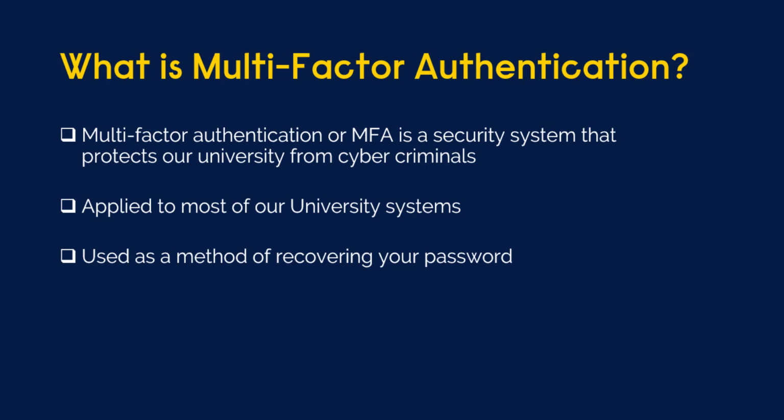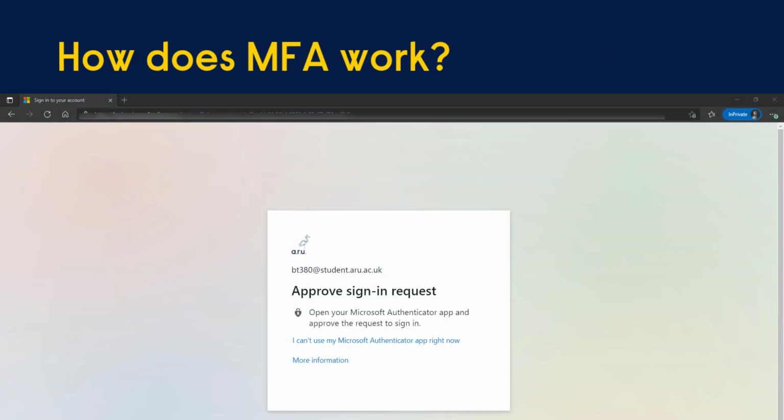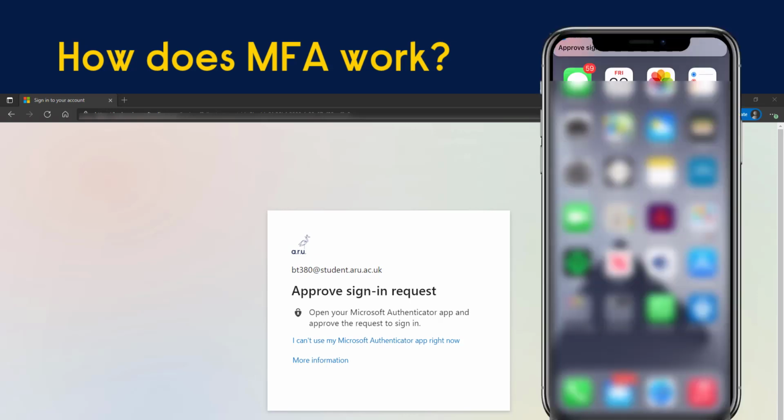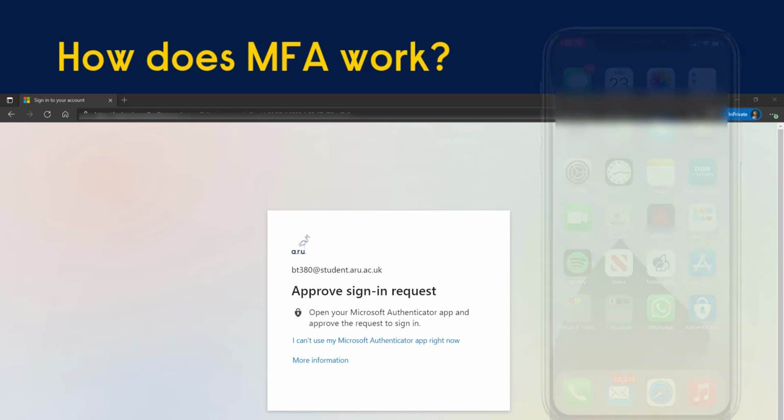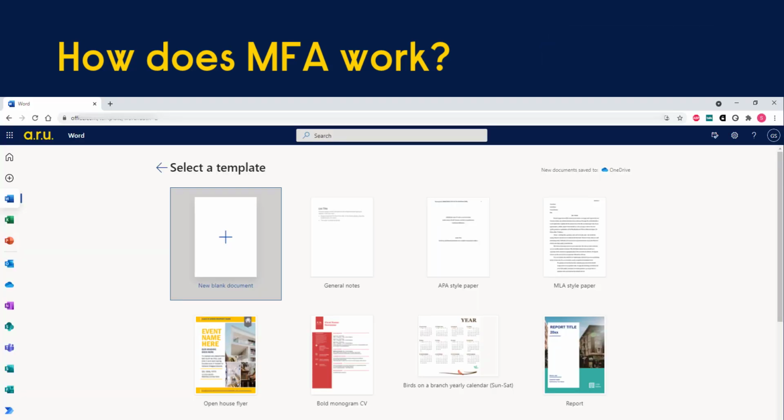We also use multi-factor authentication as a way of allowing you to recover and reset your password should you ever forget it, so it is important that you have set this up when prompted. How does MFA work? When logging into one of our systems and after entering your username and password, MFA works by asking you to provide additional verification that it is you and only you logging into your account. This verification can take place either by approving a notification using the Microsoft Authenticator app, or via a text message or phone call. Once this has been approved, you will be logged on to your required system.